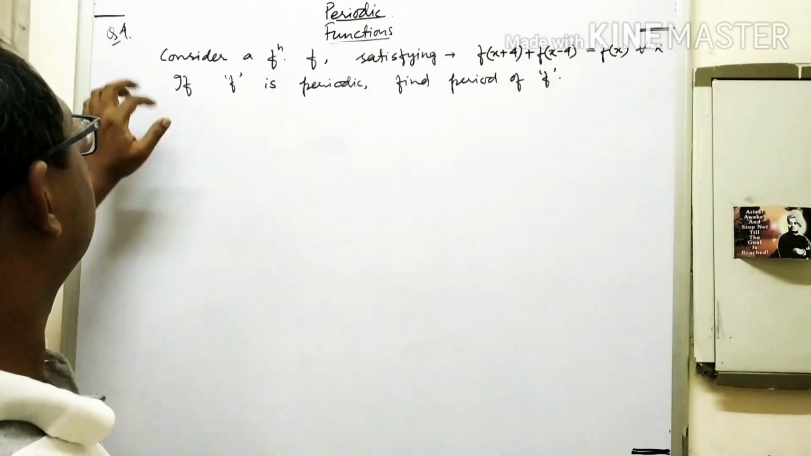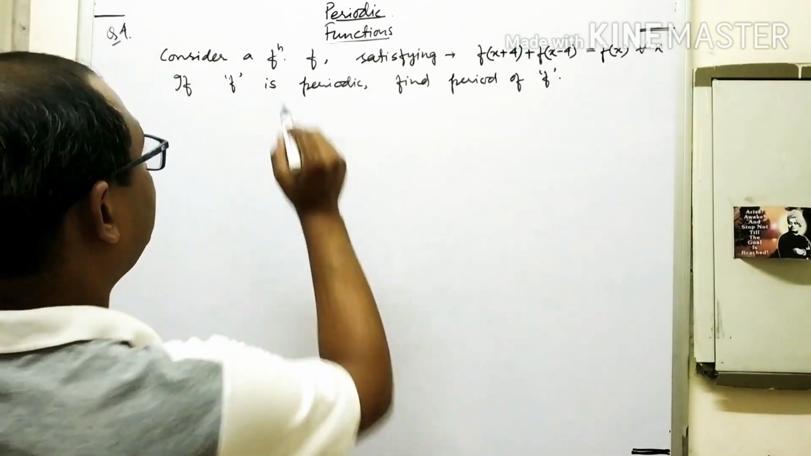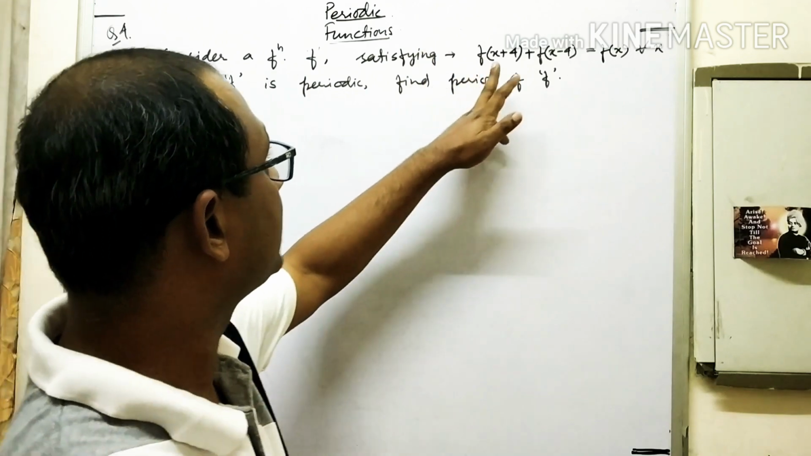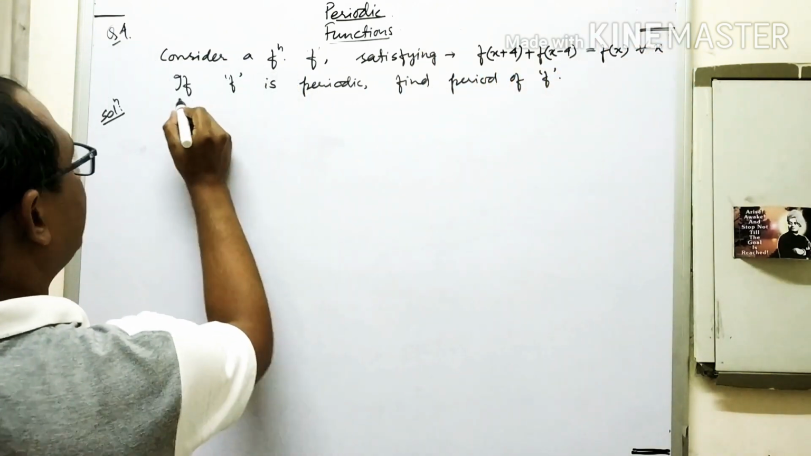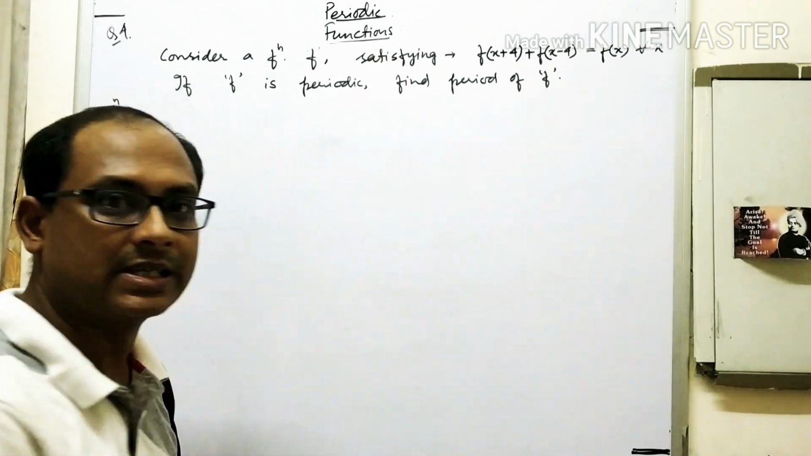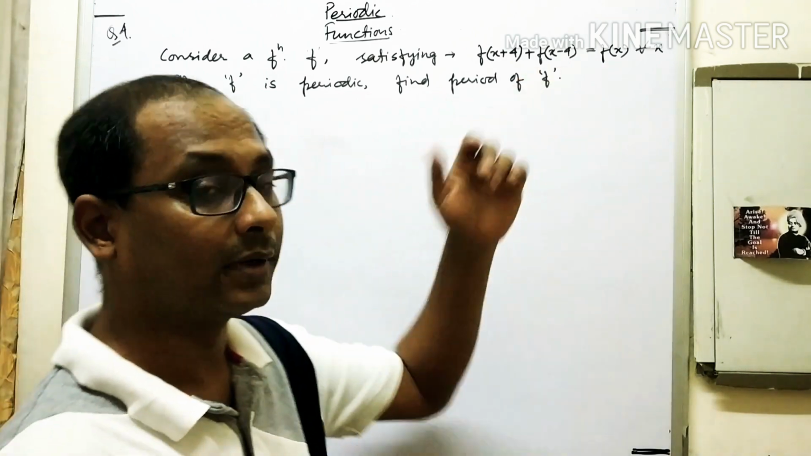Okay, this is the next question. Consider a function f satisfying f of x plus 4 plus f of x minus 4 equal to f of x for all x. If f is periodic, find the period of f. This is what we have to find out, the period of f.